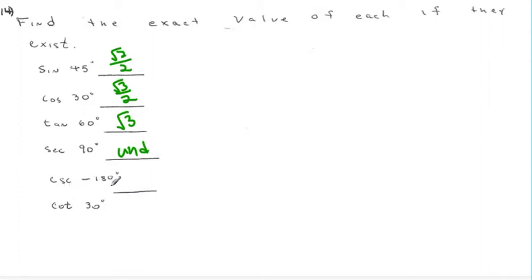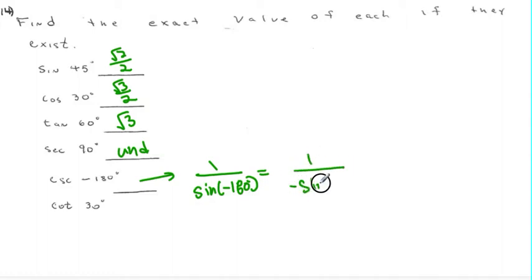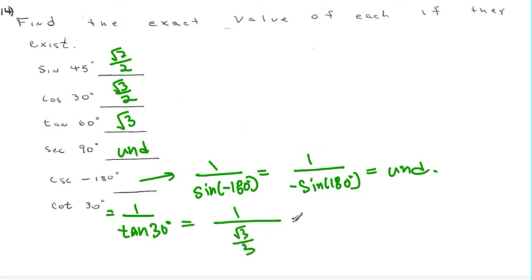Now, cosecant of negative 180 degrees is in fact reciprocal of sine of negative 180 degrees. Now, in case of sine, that's equal to 1 over negative sine of 180. But sine of 180, you will realize the y value is equal to 0. In other words, sine of 180 is equal to 0. So therefore, this will be undefined also. Now, cotangent of 30 degrees, that's a reciprocal of tangent of 30 degrees, which gives us 1 over square root of 3 over 3, which is equal to 1 times 3 over square root of 3. But when you rationalize this one, we end up getting square root of 3.